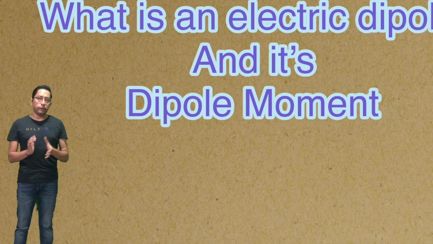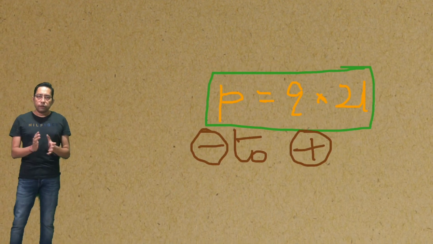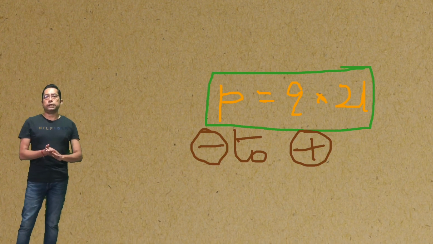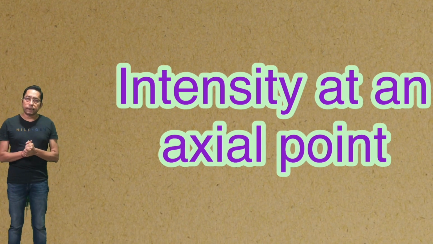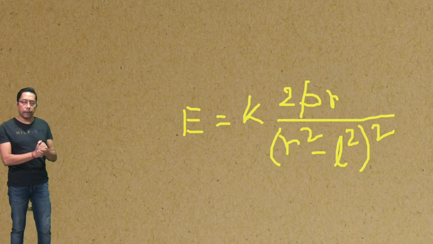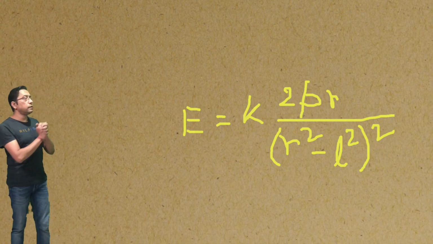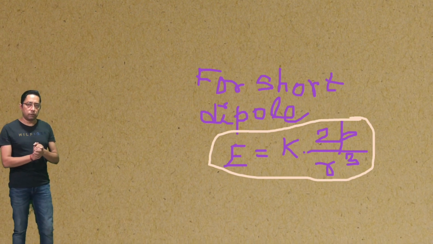Let us now summarize what we learned. We learned what is an electric dipole. Then we learned its dipole moment, which was directed from negative charge to positive charge. After learning that, we found electric field intensity due to a dipole at its axial position and on its perpendicular bisector position. So intensity at an axial position was given by, remember the formula, E equals K, then 2P by R square minus L square whole square. And for a short dipole, it was given by K, 2P by R cube, where L was very short.